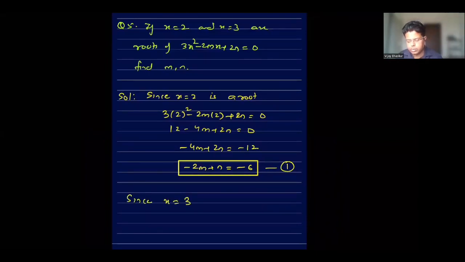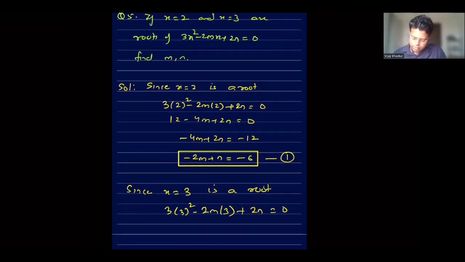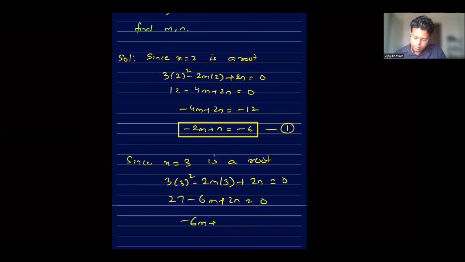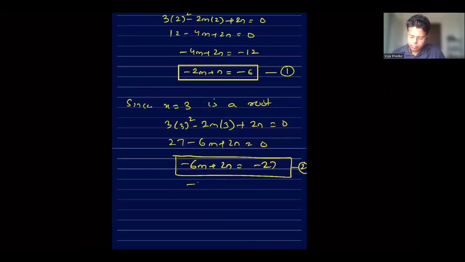Similarly since x equal to 3 is also a solution, it should also satisfy. So 3 into 3 squared minus 2m into 3 plus 2n is equal to 0. Correct. This is 9 threes are 27 minus 6m plus 2n equal to 0. If I rearrange the terms, I'll get minus 6m plus 2n is equal to minus 27. So this is the second equation. Now I have two equations and two variables to solve.